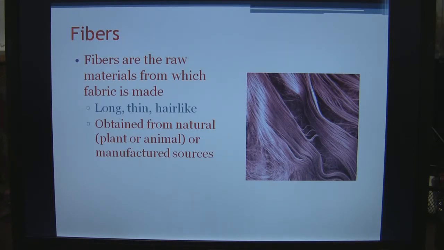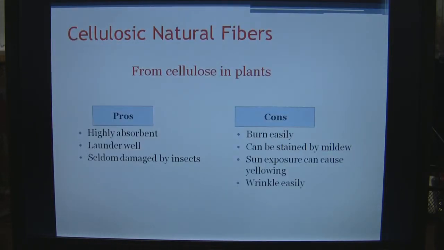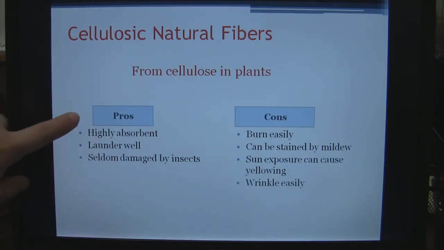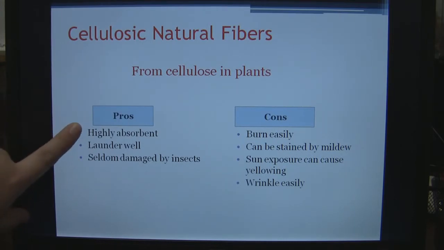And you can get fibers from plants or animals, which would be a natural fiber, or man-made sources, which would be polyester. So let's take a look at those natural fibers. These are cells from plants, such as cotton or linen. The pros of natural plant fibers is that they are highly absorbent, meaning they can take sweat away from your body and cool you off.